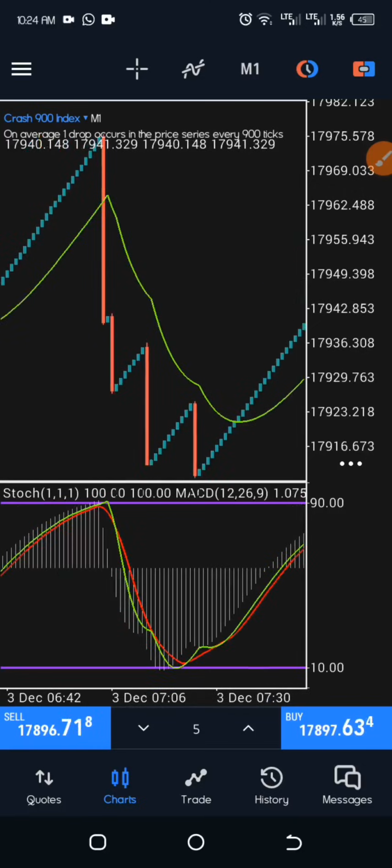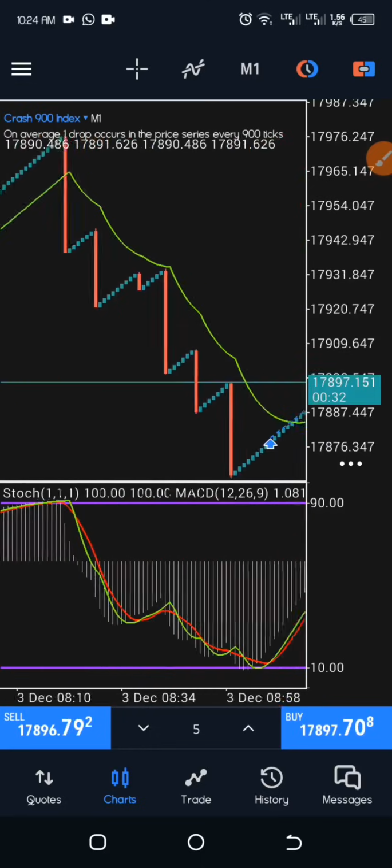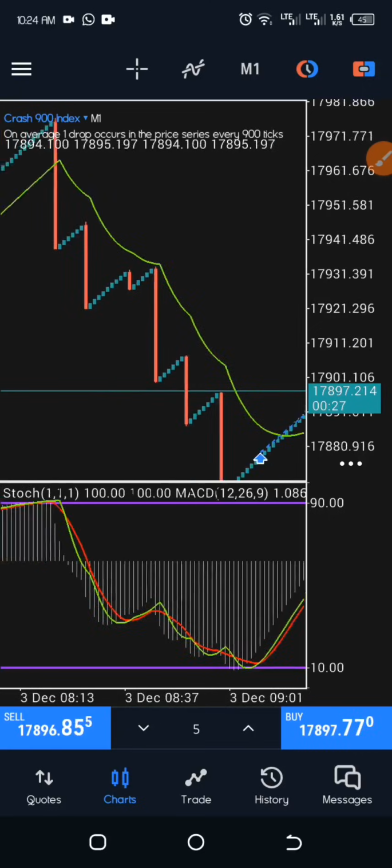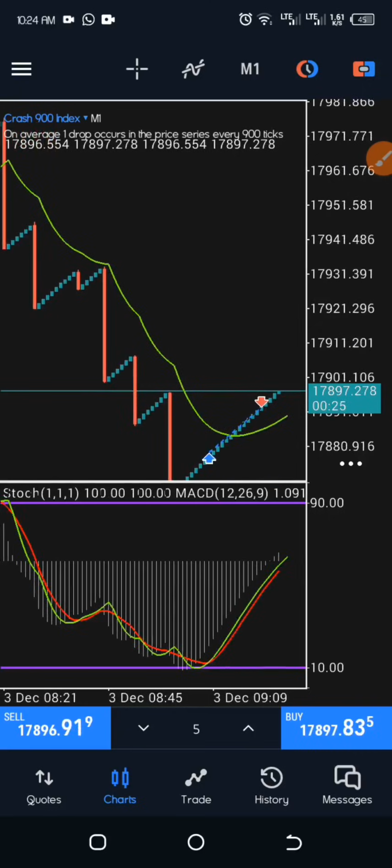Okay, so now let's talk about how the strategy works. Here we are going to be using this recent trade as an example for you guys, so you guys can know how to use this strategy.